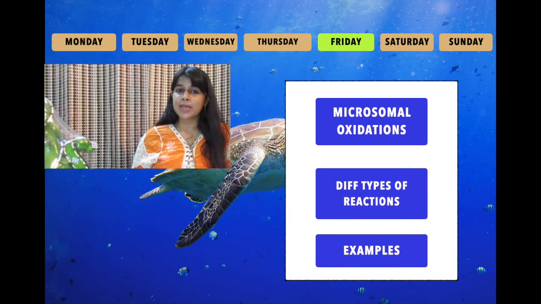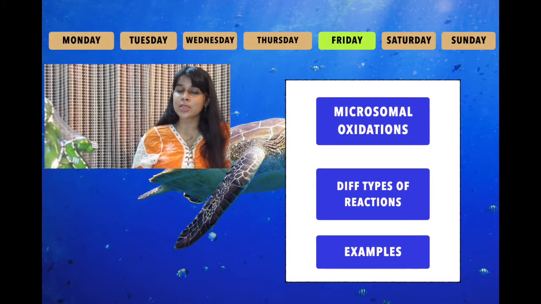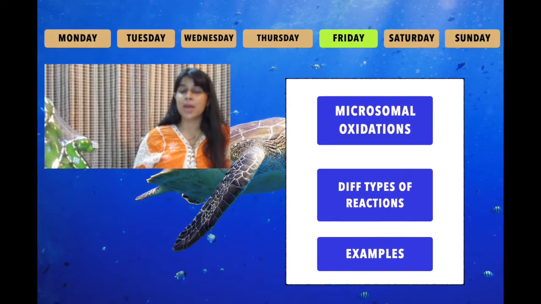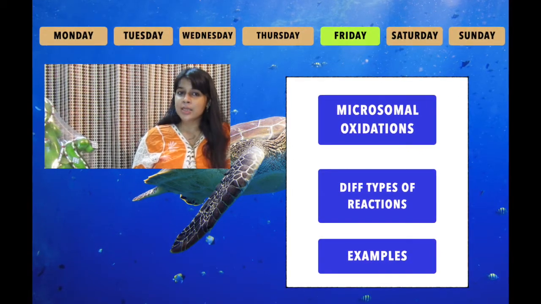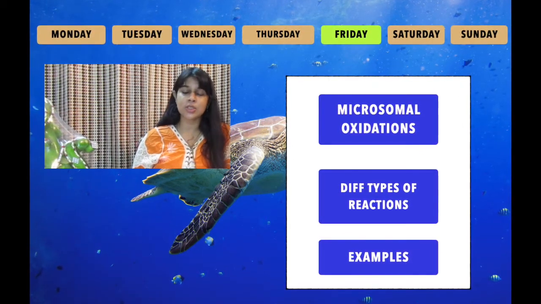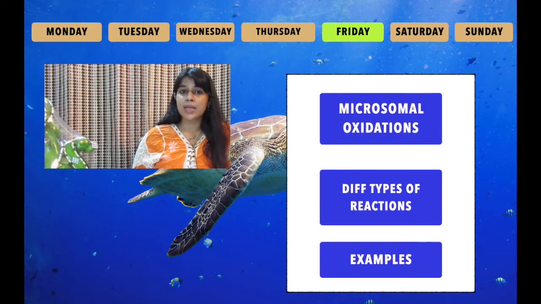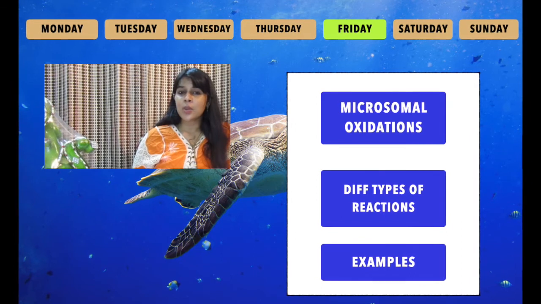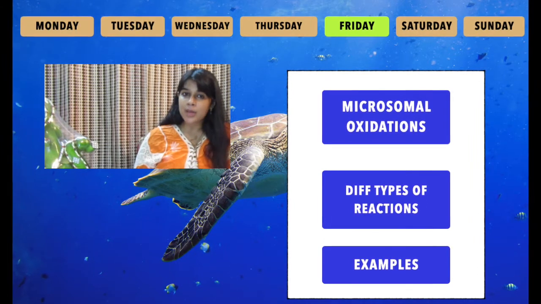Then coming over to Friday, I gave you an account of again phase 1 reactions, that is oxidation reactions. In that, the most important were the microsomal oxidations. They were CYP dependent, and I gave you a very good list of the names of these microsomal oxidations along with their relevant examples. So they are aromatic hydroxylations, aliphatic hydroxylations, N, O, and S dealkylations, N, O, and S oxidations, deamination, and desulfurization.